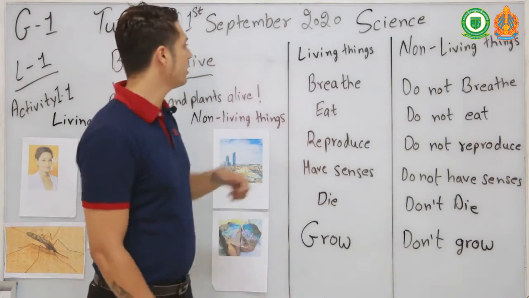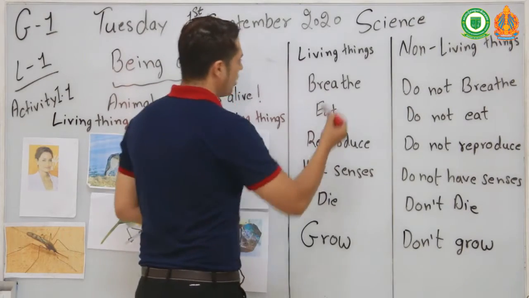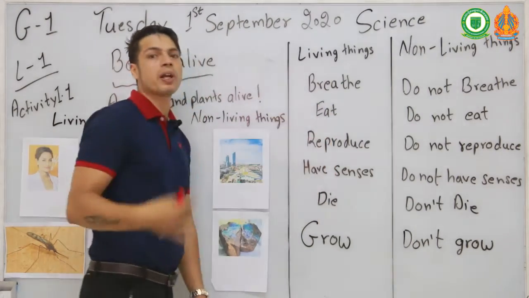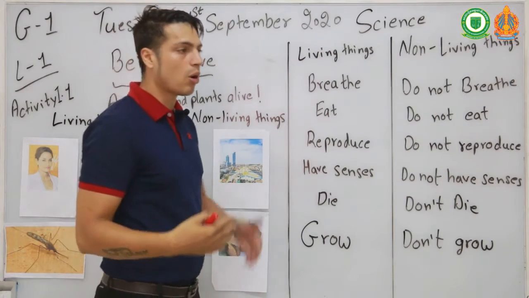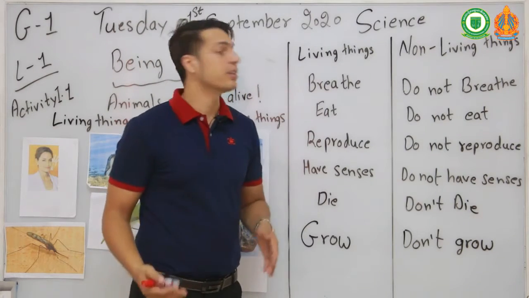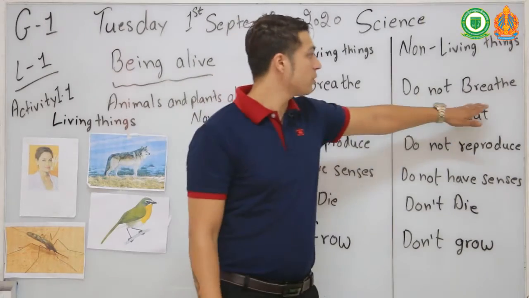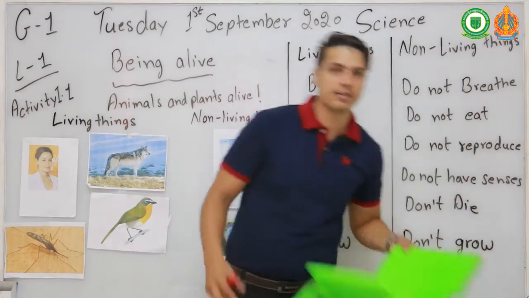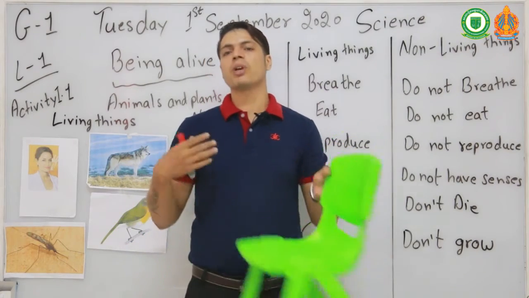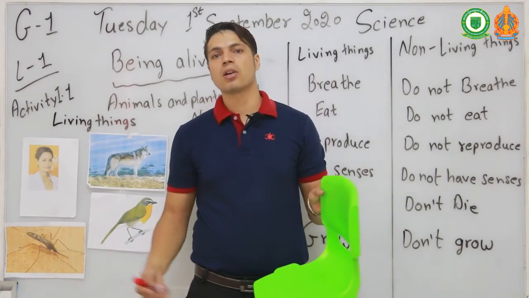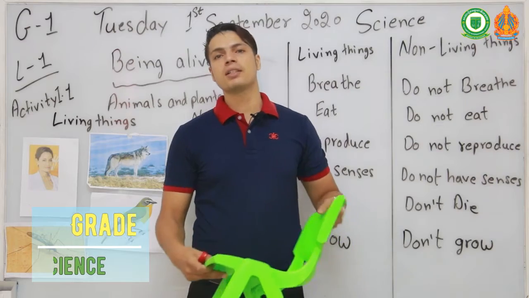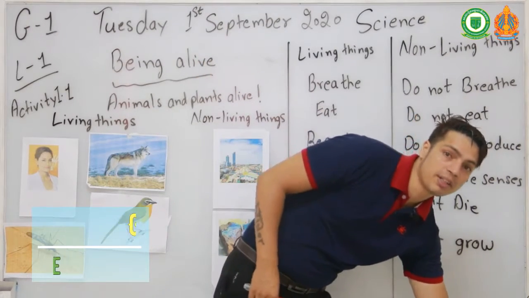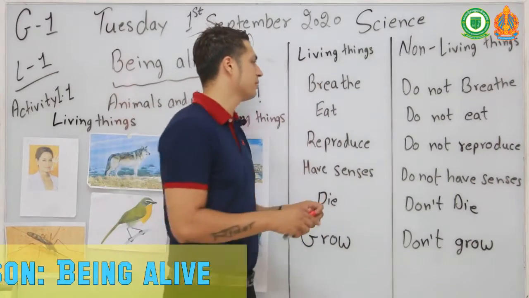Let's have a look here. First, living things can breathe. We breathe. All living things breathe, but non-living things do not breathe. Can this chair breathe? No. But we human beings, animals, and even plants breathe. So living things breathe, but non-living things do not breathe.